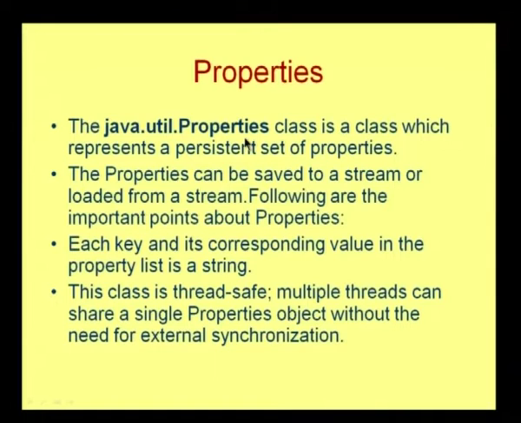Next, the class is thread safe. Thread safe in the sense that the properties object you create as an instance of the Properties class available in your util package can be used by multiple applications. Multiple applications can use this properties object without external synchronization. It is already synchronized, and many persons can use the same property file at the same point of time.